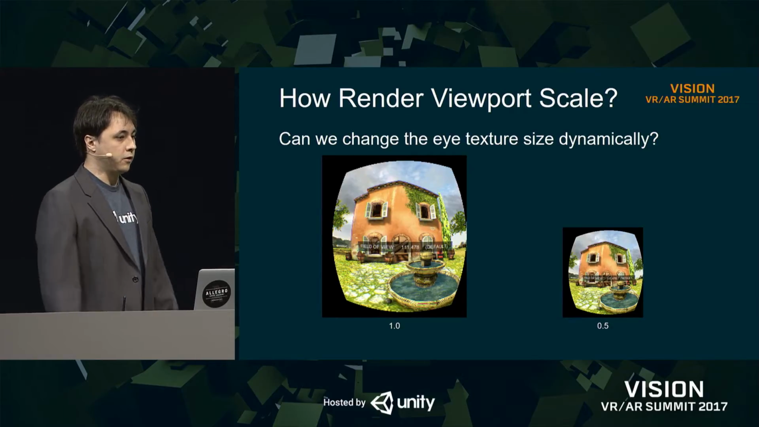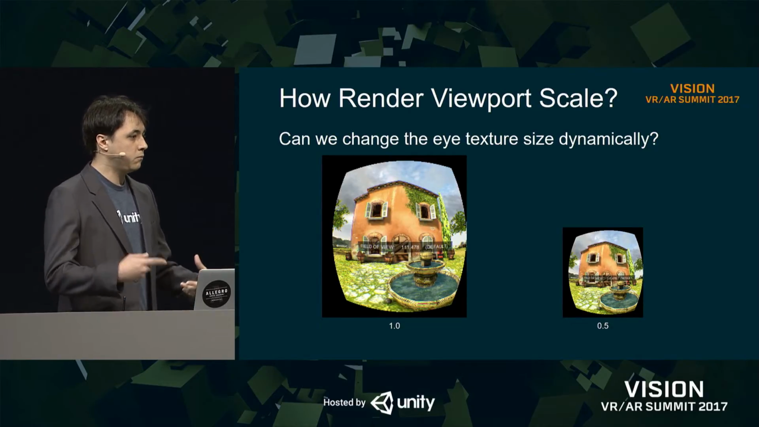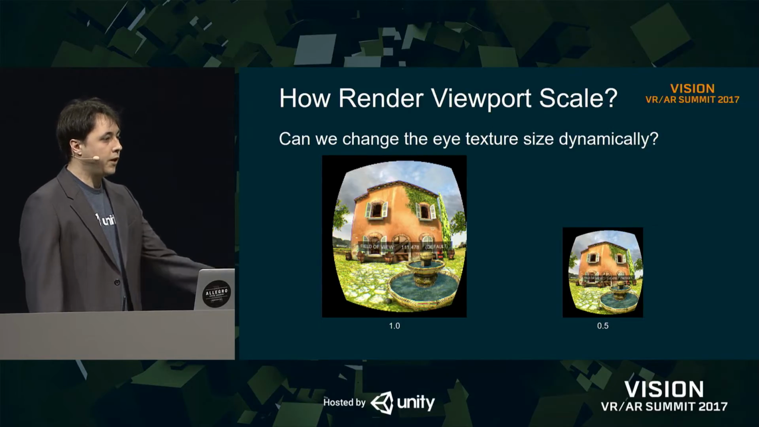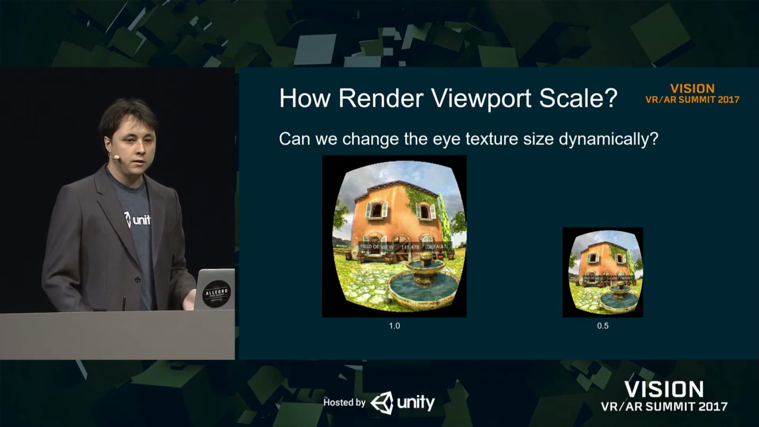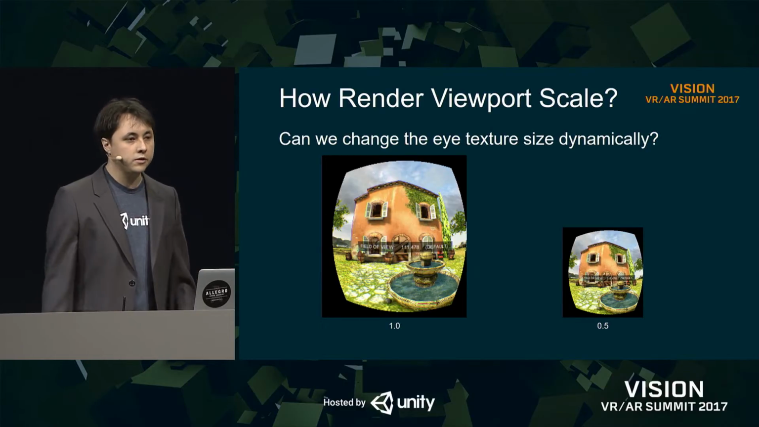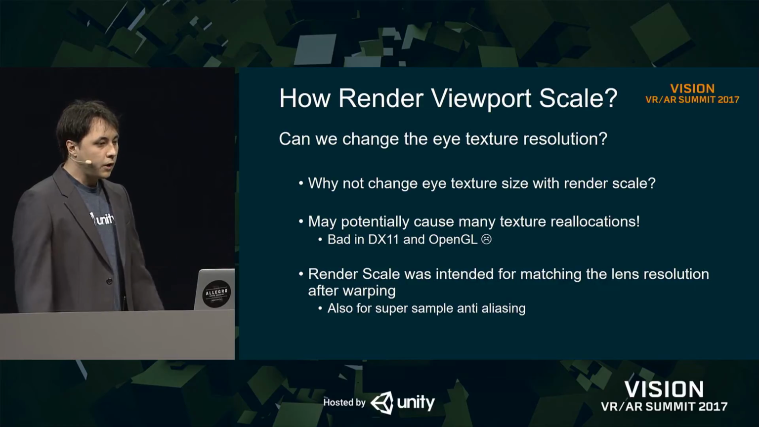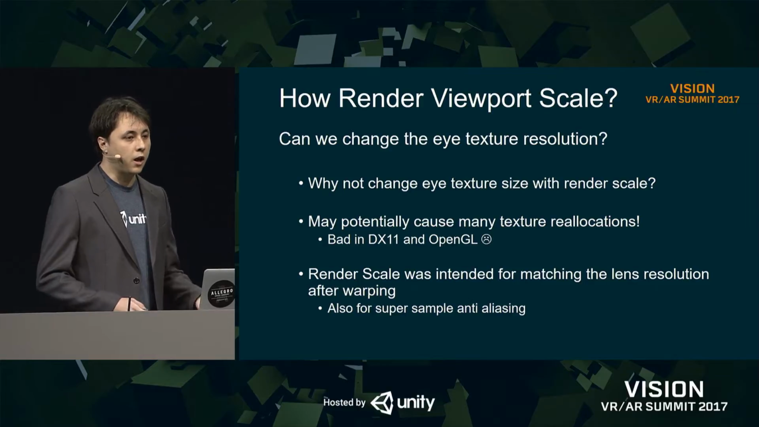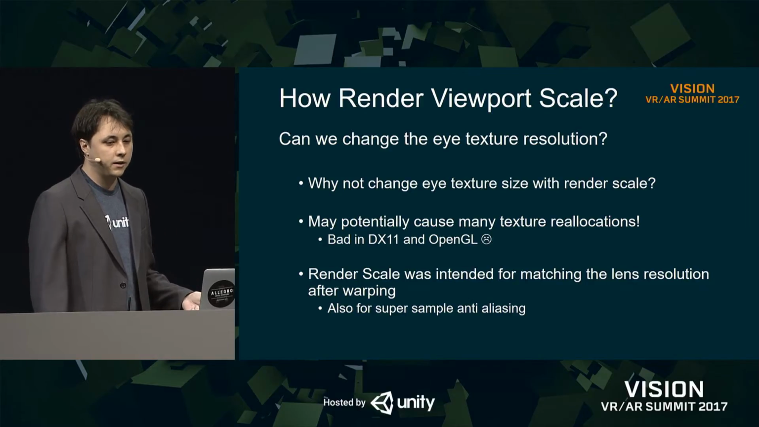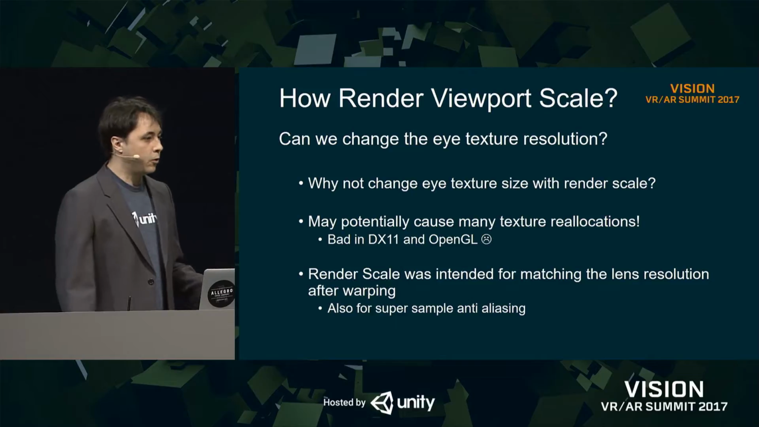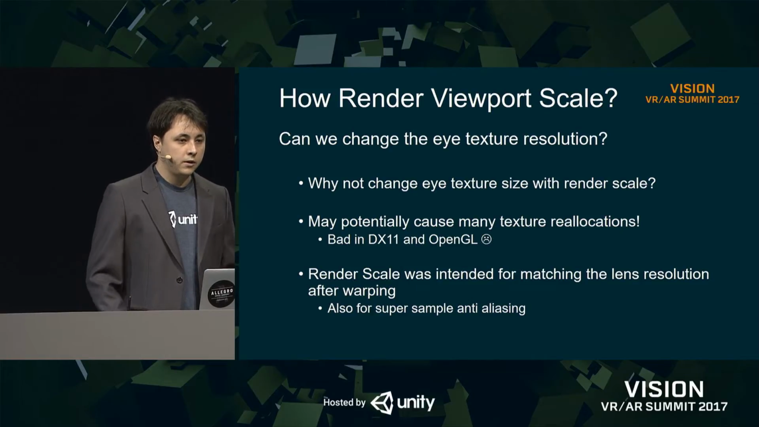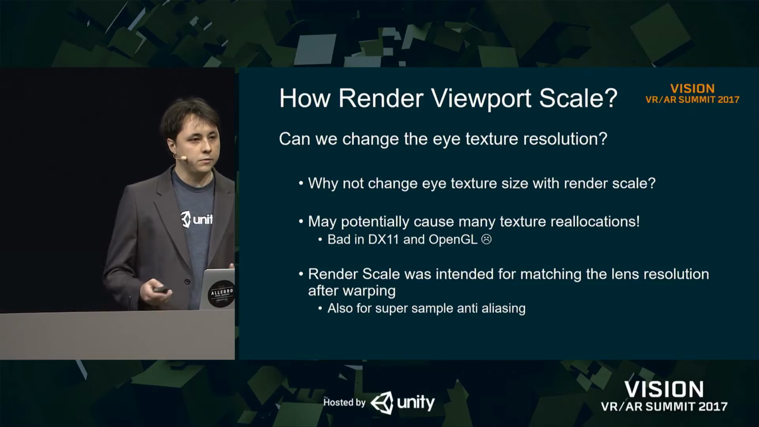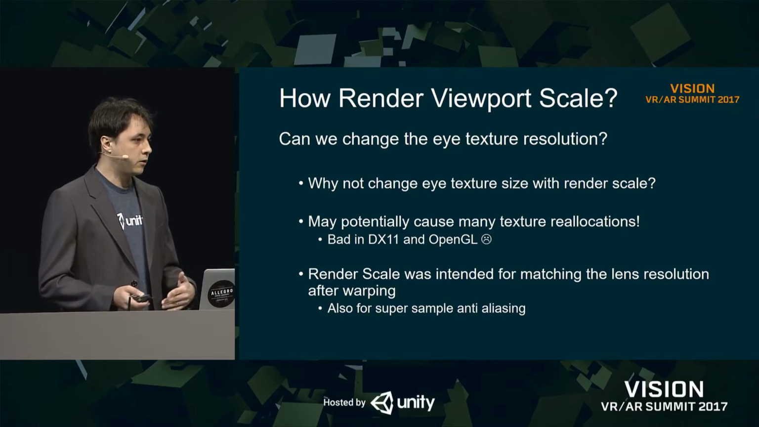I think the first naive solution would be, why don't we scale down the eye texture? Just render on a smaller texture. And Unity has the render scale feature that's already built in. We could maybe use that. Well, there are a couple of problems with it. The main issue is that it's going to cause a lot of texture reallocation if you do that dynamically. And in DirectX 11 and OpenGL, this is really bad for perf. Also, render scale is actually meant for matching the lens resolution after we do the warping, and also if you want to do super sampling.